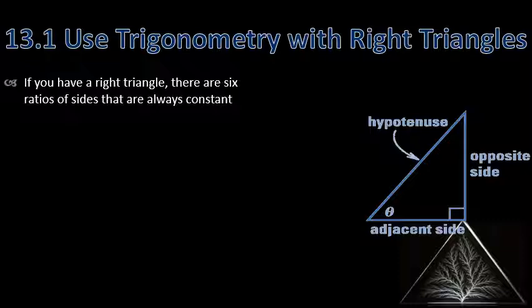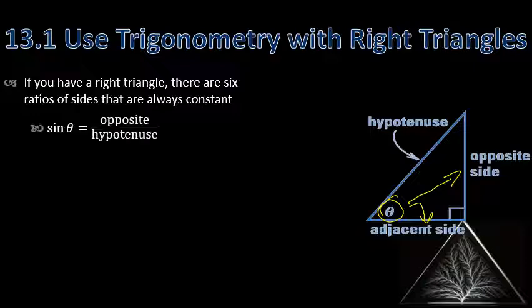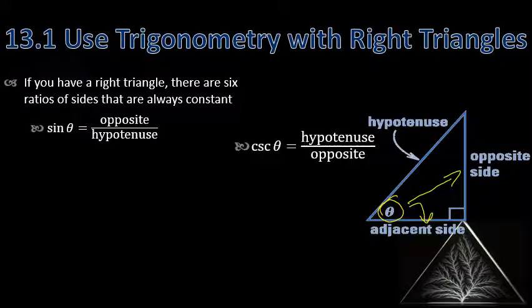Alright, so if we pick an angle, that symbol is called theta. We use that to represent our angle. We have the opposite side, opposite it. We have the adjacent side, which is the leg touching the angle, and the hypotenuse. Sine of theta is opposite over hypotenuse. Cosecant of theta is hypotenuse over opposite.